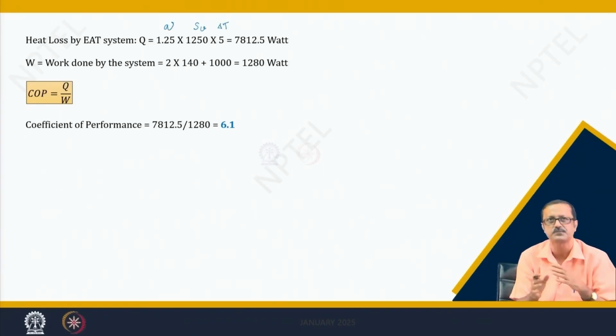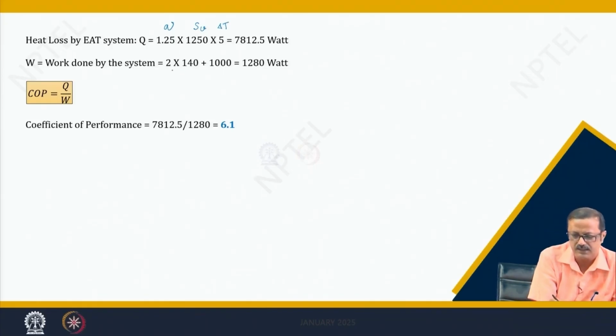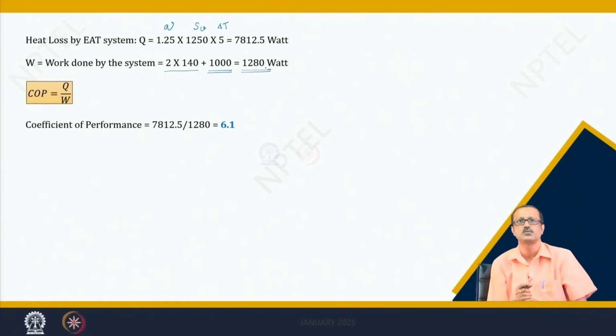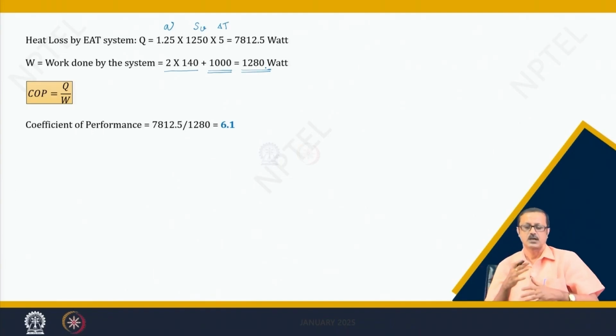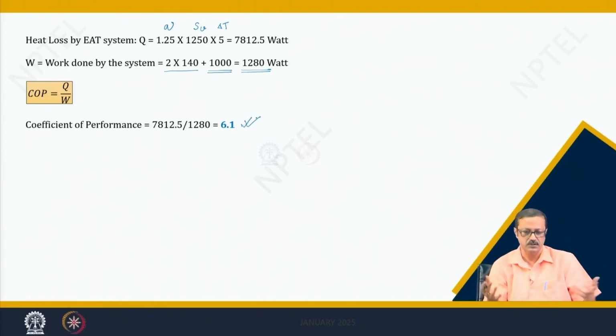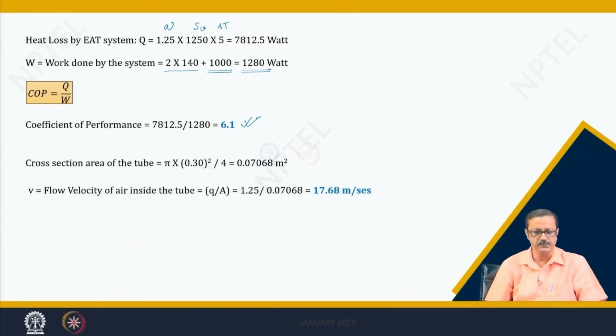I have told you that because of this particular process, a 5 degree temperature loss is found out, and the work done by the system is 2 fans of 140 and 1 pump of 1000. So, that much is my work expenditure, and the coefficient of performance is 6.1, which is very good. I mean, more than 1 is a very good number. So, 6.1 is my coefficient of performance.